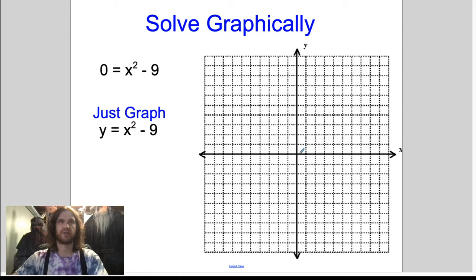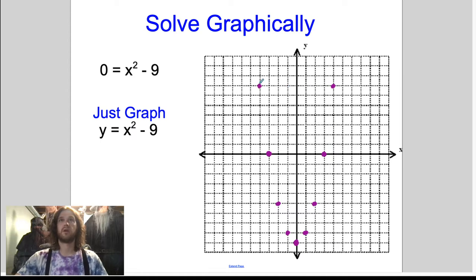Okay, so let's think about this for a second. X squared minus 9. Well, that looks just like the parent function, but if the parent function had been shifted down 9, like we talked about in 8.1 and 8.2. So the parent function looks like this. So I'm going to start down here at negative 9, and it's going to have the same shape as the parent function, which is over 1 up 1, over 2 up 4, over 3 up 9, and over 4 up 16.